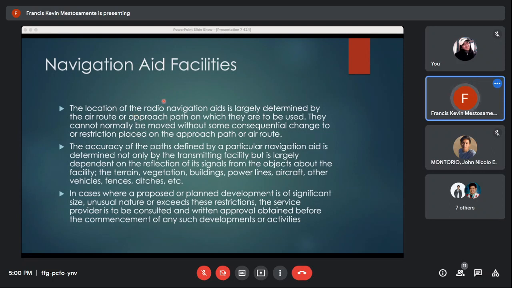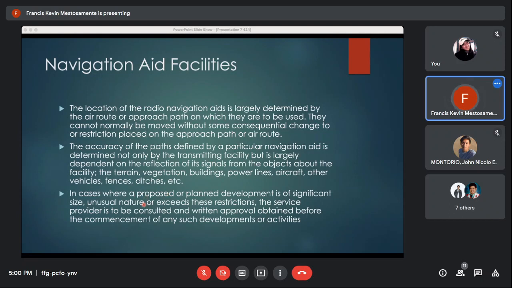So yun nga sinabi ko, ang approach path, very important yan with this navigation aid facilities. Yung accuracy ng approach path, very important since yung signal from these facilities and equipment, direct yan na binabato. So, from our aircraft to the equipment, or sorry, from the equipment to the aircraft and back, and also together with the ATC. And these are real-time, on-time data too. So, importante talaga na control natin yung mga areas ng navigation facilities.